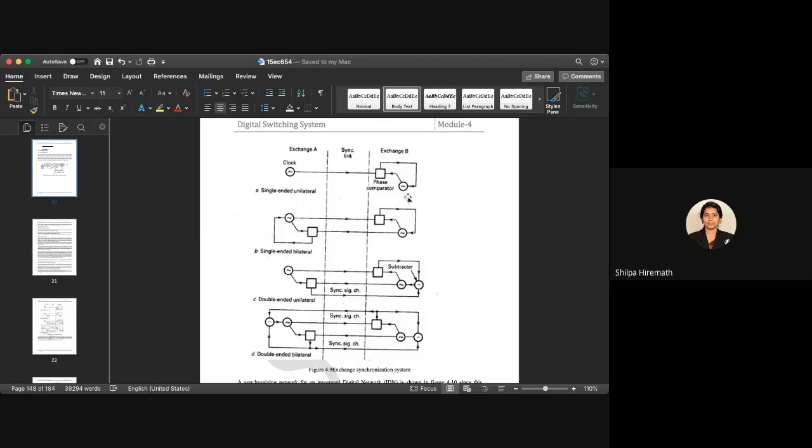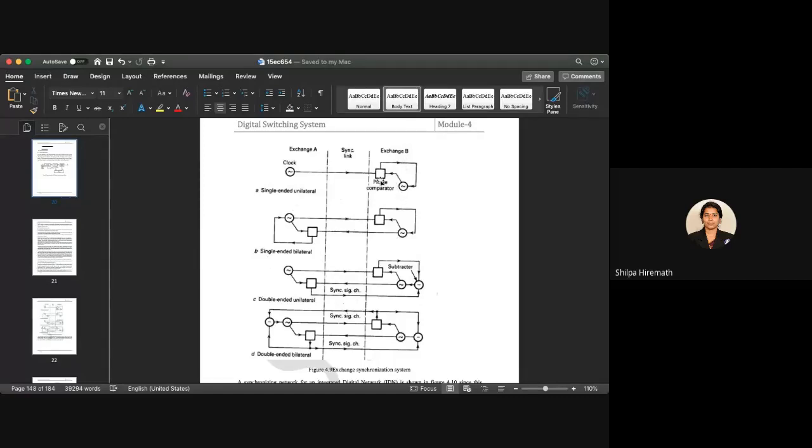So what is happening with respect to each of the synchronization networks? In this particular case, the first one, single-ended unilateral, exchange A is acting as a master and exchange B is acting as a slave. So B will decide the phase difference between its own clock and the exchange A clock. You can see here there is a phase comparator at exchange B. Exchange B is the slave as of now.